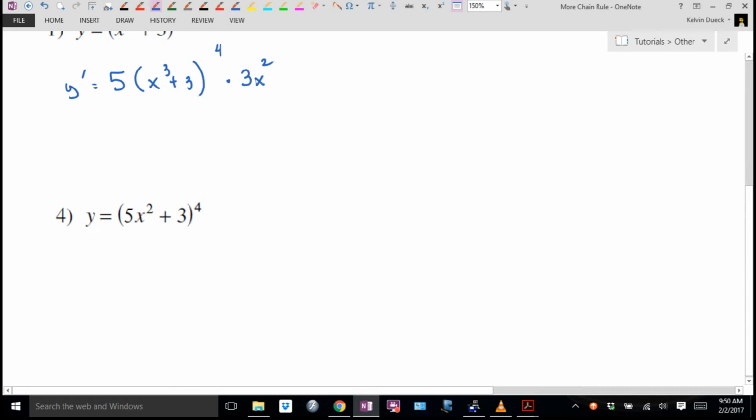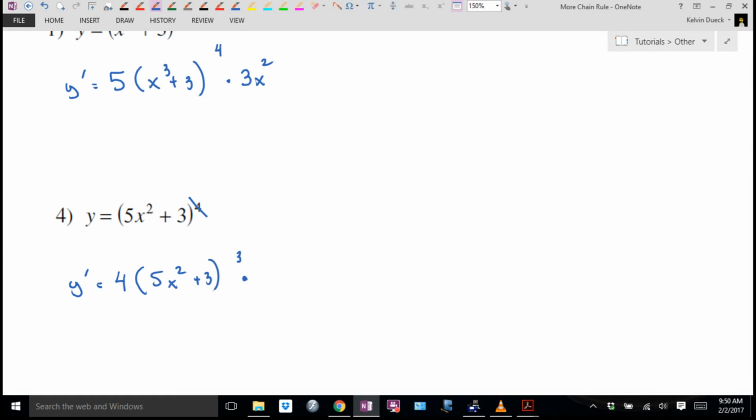I just did here. Y prime, what's the outer function, Hannah? It's going to be move the exponent, subtract 1 from the exponent, rewrite what was inside the exponent. And I talked to myself this way to get through it. Times the derivative of what's left inside. What's left inside, and I crossed out that 4 to remind myself I've taken care of it. The derivative of 5x squared plus 3.